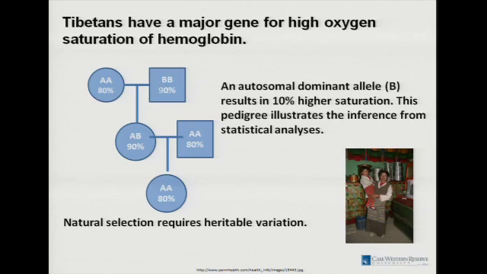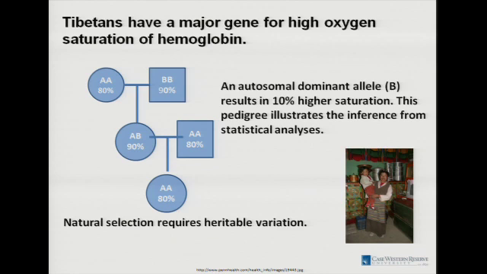So they have a heterozygous offspring, a daughter who marries a homozygous man, and they have a daughter who is homozygous for the low oxygen saturation. So we know there's variation. Despite the fact that they're at the same altitude, there are differences in how much oxygen their hemoglobin is carrying. And so we've got evidence then for an autosomal dominant allele B that results in 10% higher saturation. We don't know the genetic locus, but we've got a lot of pedigrees, thousands of them, that look like this. So we've got a potential for natural selection because natural selection requires heritable variation.